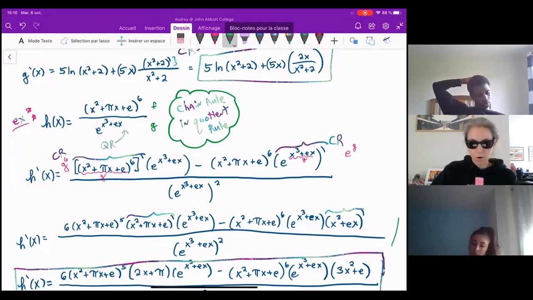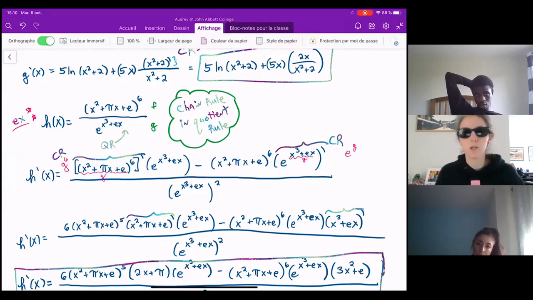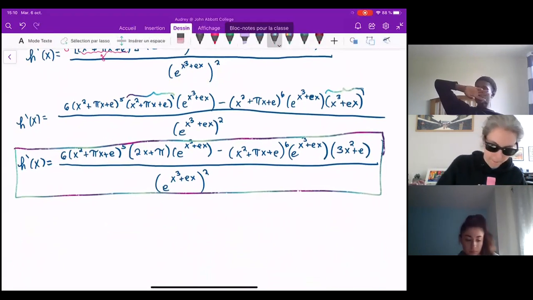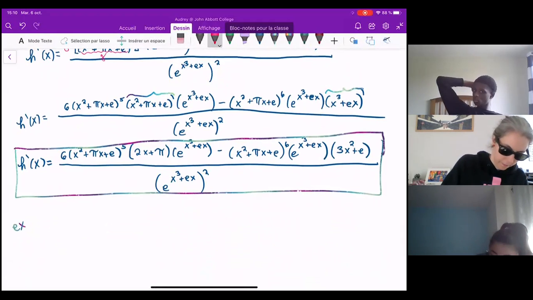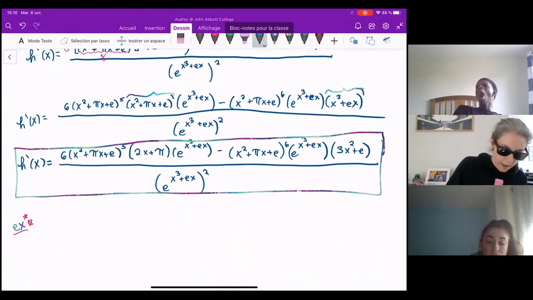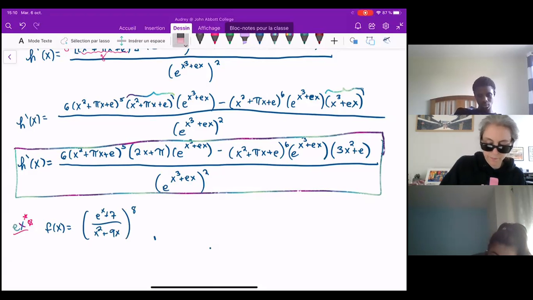Okay, we're gonna do one more of these before I'm gonna give you guys a find the mistake question, and then we're gonna do a chain rule inside of the chain rule. So we will have f of x is equal to e to the x plus 7 over x squared plus 9x, to the 8.